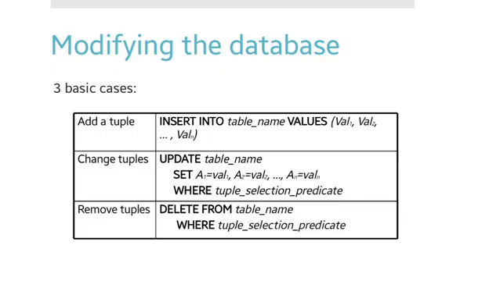Let us consider an example. Change Rahul's branch from CSE to ECE. So the query we want to type will be update student set branch equal to ECE where ID equal to 1.